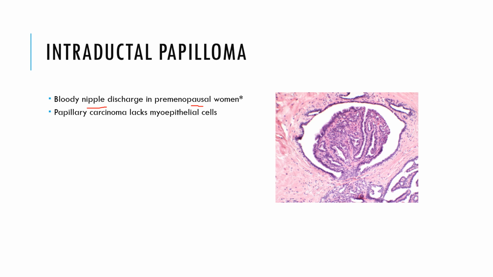So how do you differentiate, like I mentioned, intraductal papilloma and a papillary carcinoma? The usual benign lesion has two layers of cells, that is myoepithelial cells along with the luminal cells. But the cancerous cells lack myoepithelial cells. So this is a single intraductal papilloma. Inside the duct there is a benign lesion.